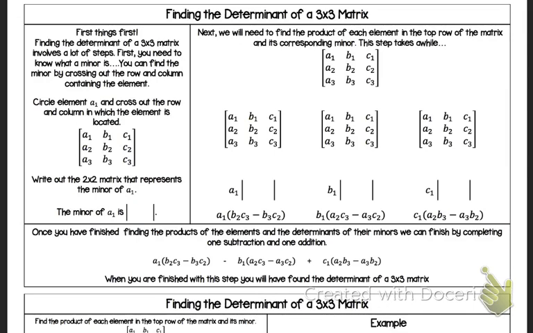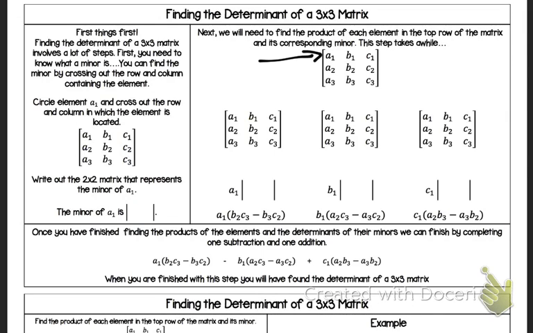Next, we will find the product of each element in the top row of the matrix and its corresponding minor. This step takes a while. So they're using the top row. Okay, you can actually use any row or any column. Like I said, it's better to use the simplest one, so the one with the most zeros or the simplest numbers. Okay, but they're just doing the top row because we don't really have any numbers here.